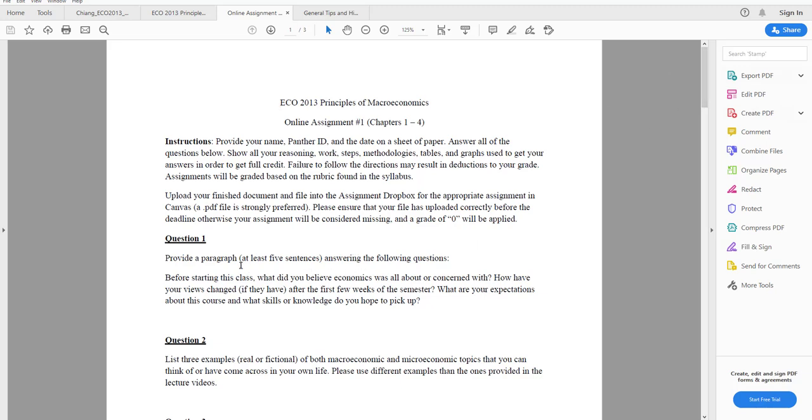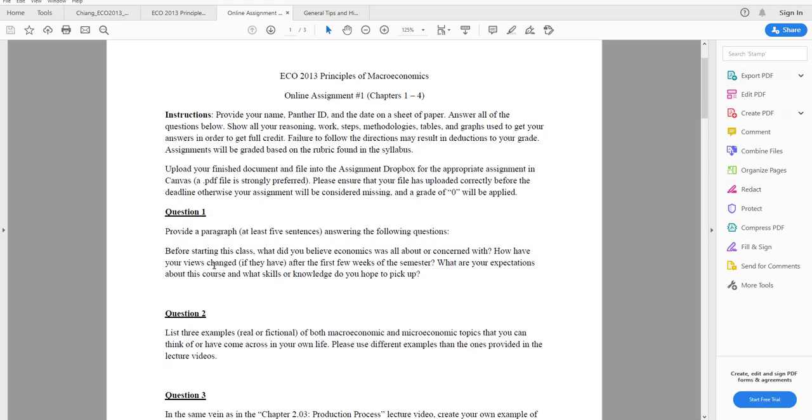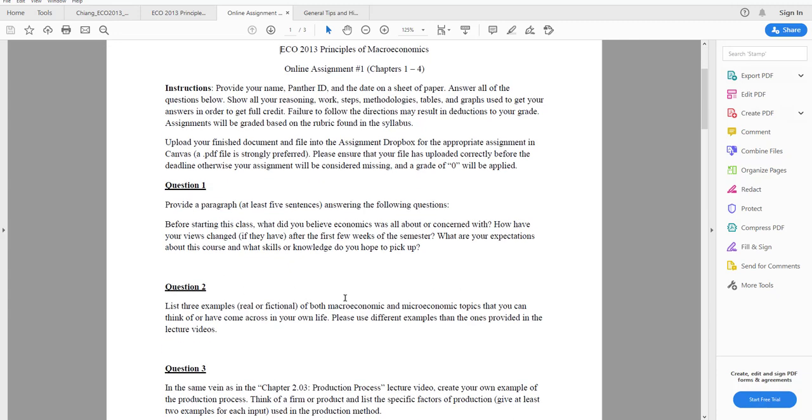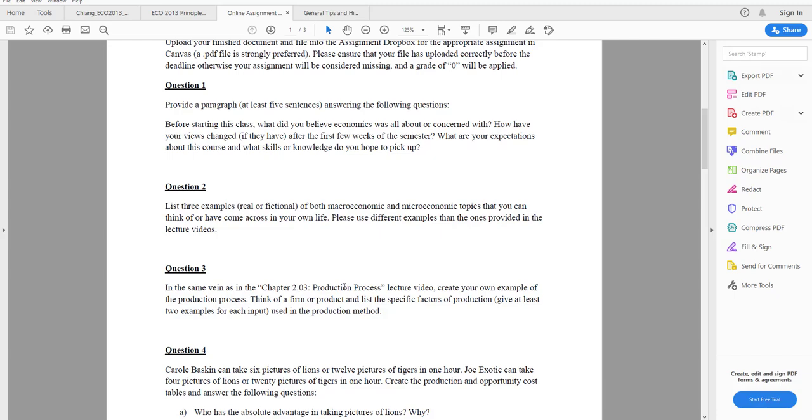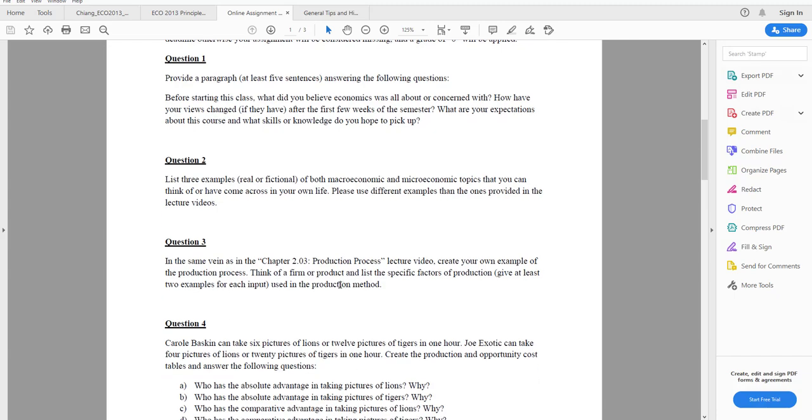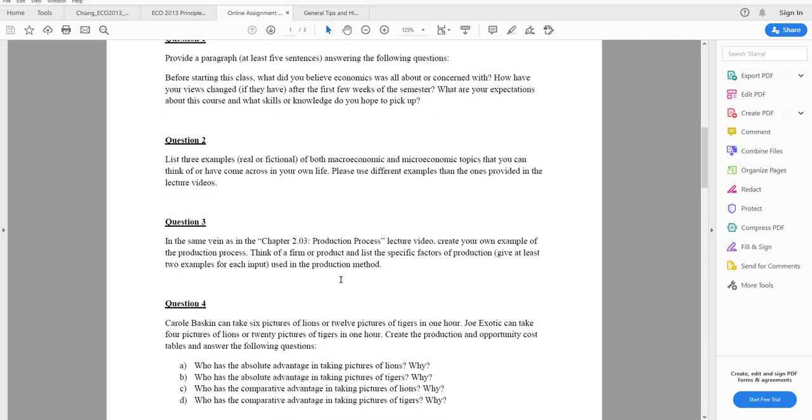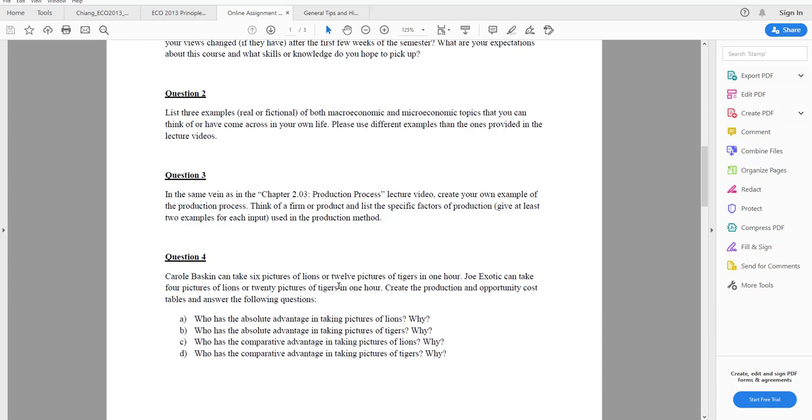I will ask you some opinion questions, some discussion questions as well, asking you to create your own examples, but there are also going to be a lot of application and critical thinking questions. Here, question number 4 with Tiger King asks you to make the table for opportunity cost. So calculate absolute advantage, calculate comparative advantage, and so on down the line.